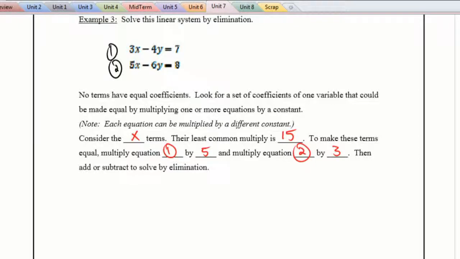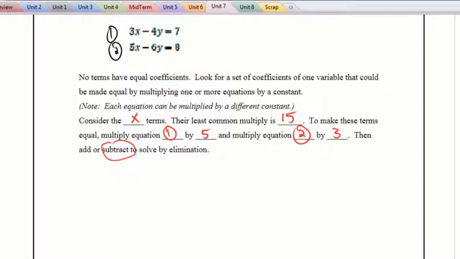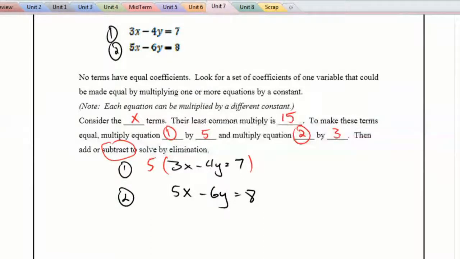And then we're going to subtract, because they're both going to be positive, to figure out what that y term is going to look like. So what I'm going to do is rewrite the equations. My first equation was 3x minus 4y is equal to 7. My second equation was 5x minus 6y is 8. And I said I'm going to multiply my first equation by 5, and I'm going to multiply my second equation by 3.